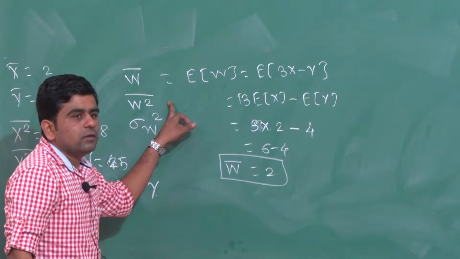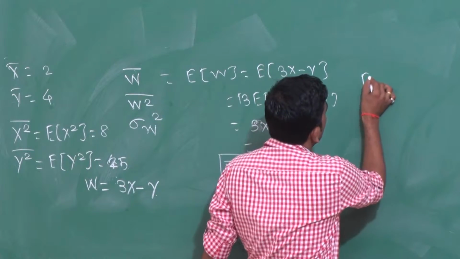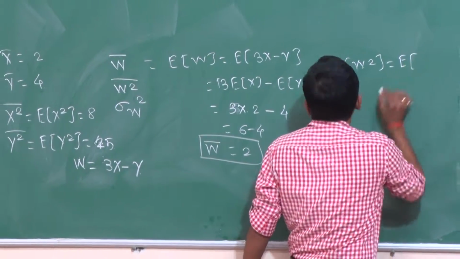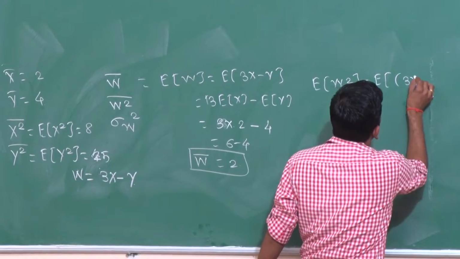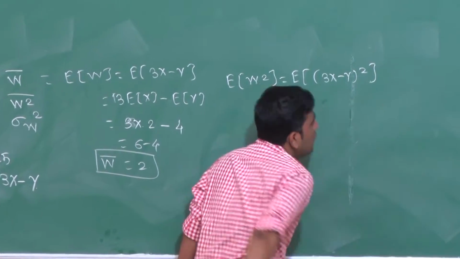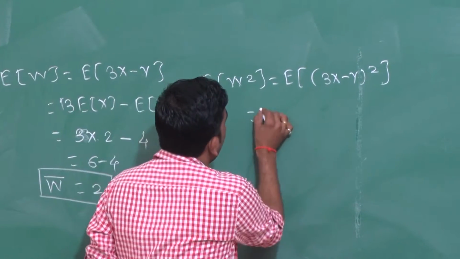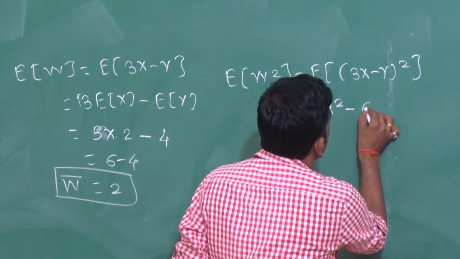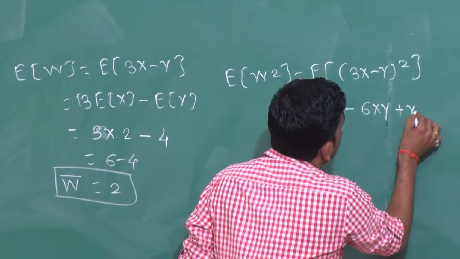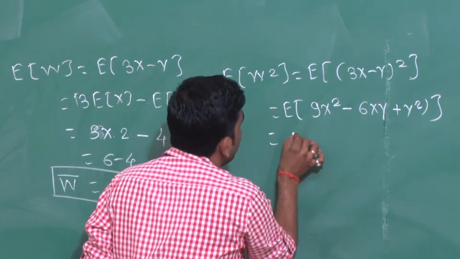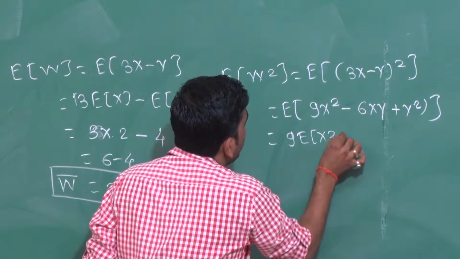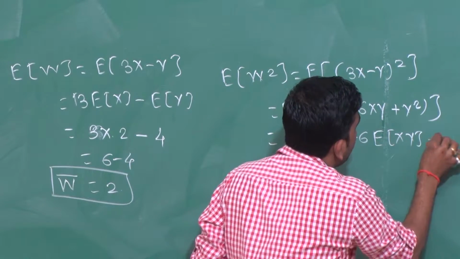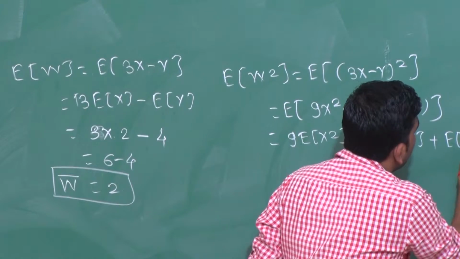Then for this second moment, expected value of w square is equal to expected value of (3x minus y) square. This will give us expected value of 9x square minus 6xy plus y square. So here we will get 9 expected value of x square minus 6 expected value of xy plus expected value of y square.